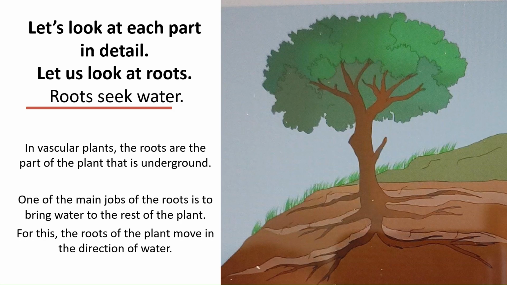Let us look at each part in detail. Let us look at roots. Roots seek water. In vascular plants, the roots are the part of the plant that is underground. One of the main jobs of the roots is to bring water to the rest of the plant. For this, the roots of the plant move in the direction of water.